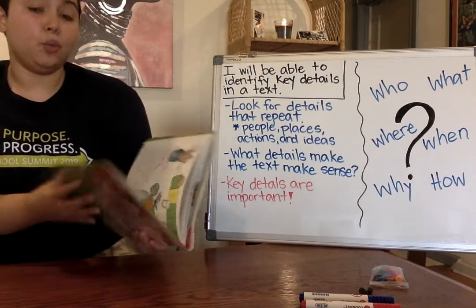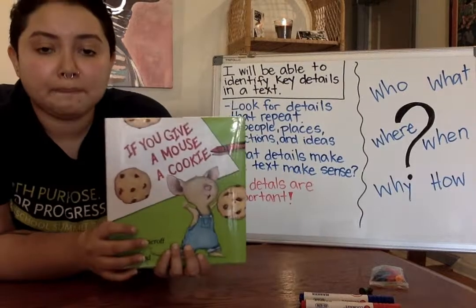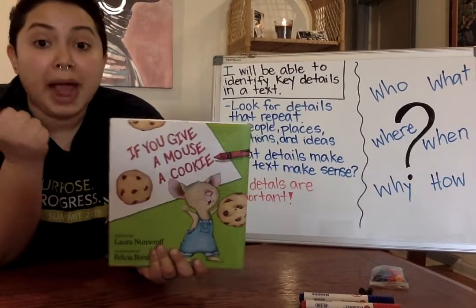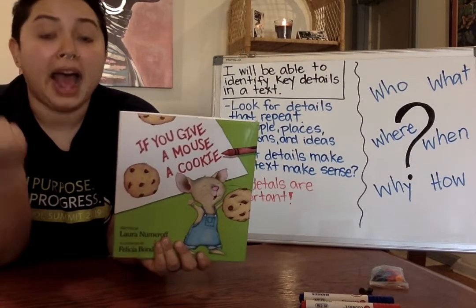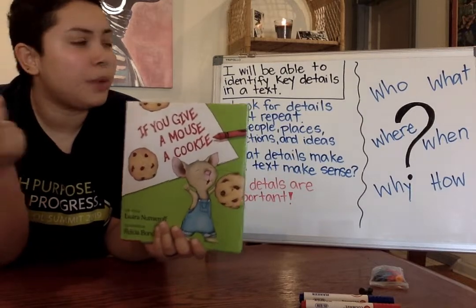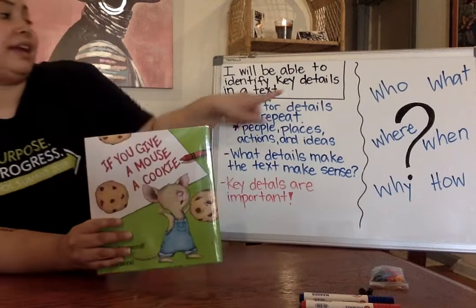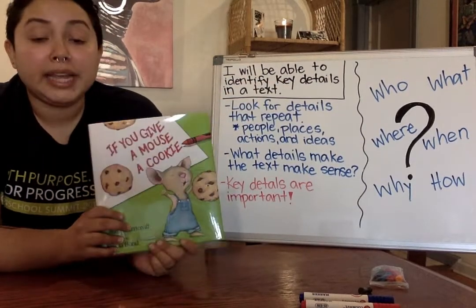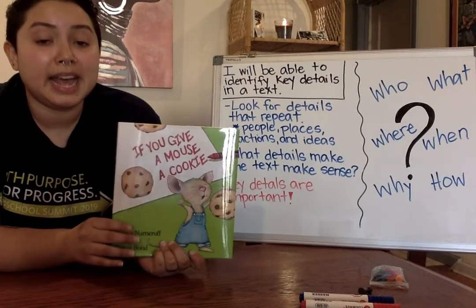Now, we read our text, If You Give a Mouse a Cookie. And when we were reading, we stopped to ask questions about who the mouse is, what happens when you give a mouse a cookie, and whether or not the mouse was a pet. Those are all key details in our text. Remember, key details are important pieces of information that help the text make sense.